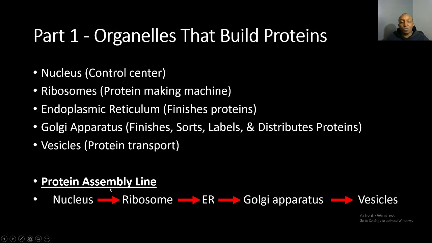And then if we look at our protein assembly line, this is where the proteins get made and shipped off in order. So we first start off with the nucleus, then we move to the ribosome, then we move to the endoplasmic reticulum, then we move to the Golgi apparatus, and then we move to the vesicles that actually ship the proteins to the different locations in the cell.